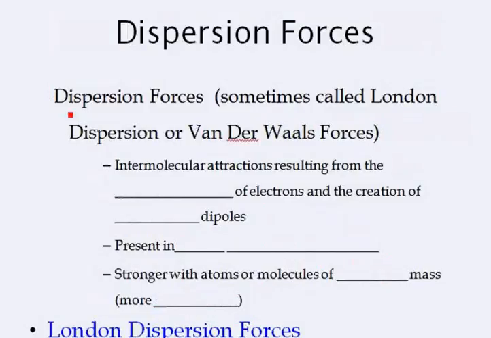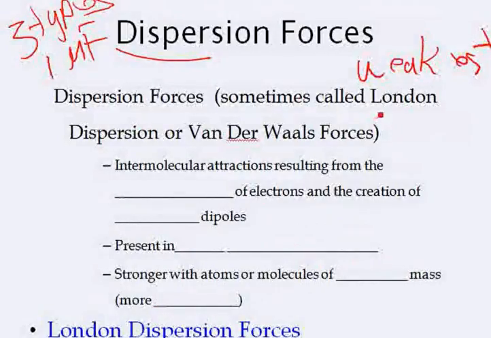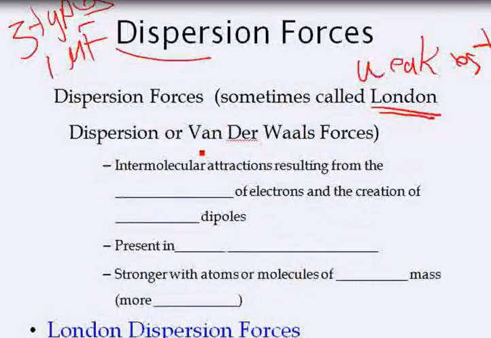Alright, so there are three types of IMF, and the first is called dispersion forces, and it is the weakest. Okay, so dispersion forces are sometimes, you'll hear people call them London dispersion forces or van der Waals forces.